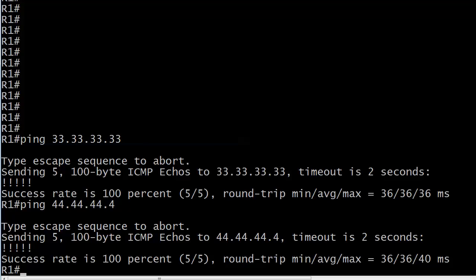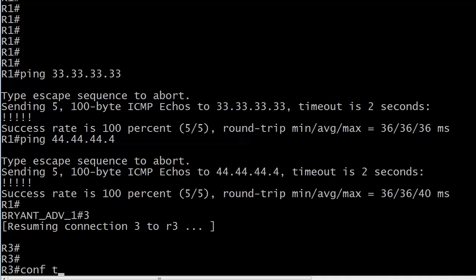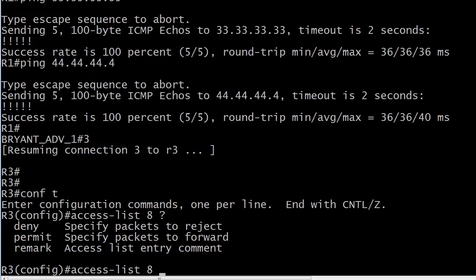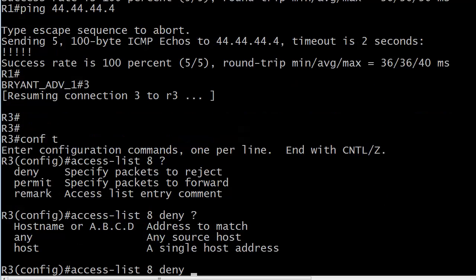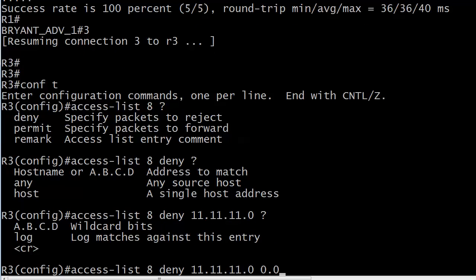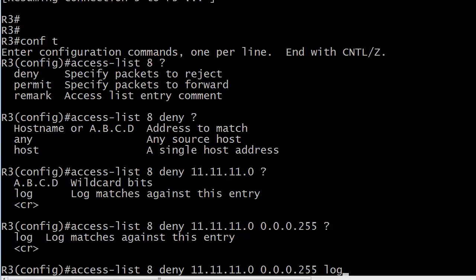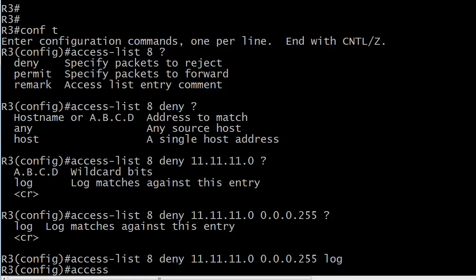So let's go to router 3. Let's write an access list number 8. We haven't done that yet. We'll review our syntax. We're going to deny. And which network are we denying? 11.11.11.0. We know the wildcard mask here. And we know to add log, and that's it. Now we'll write a line that permits everything.